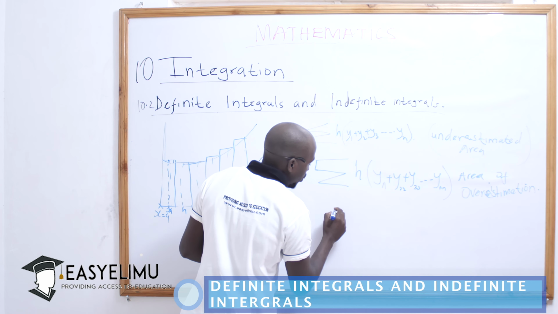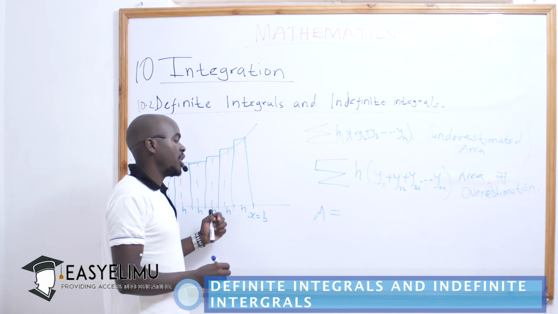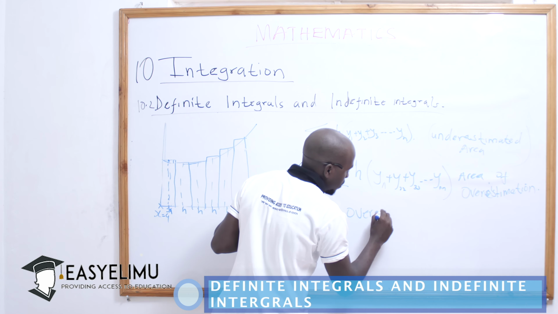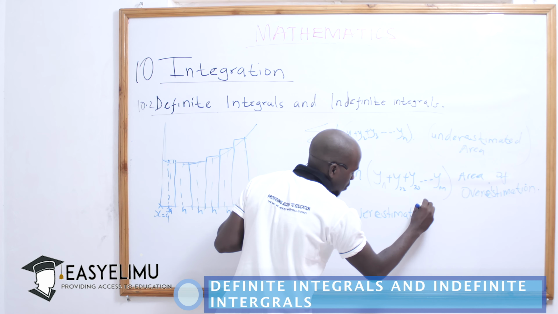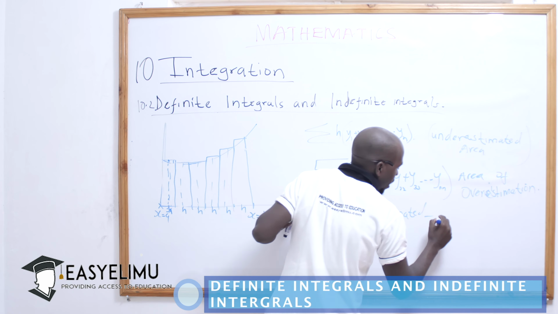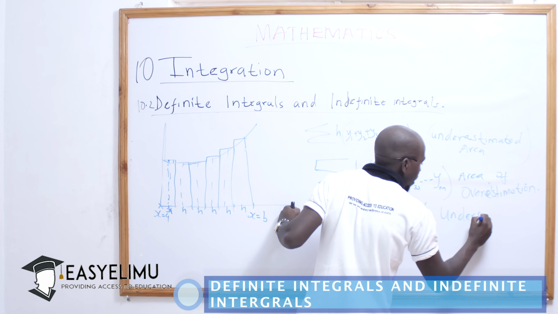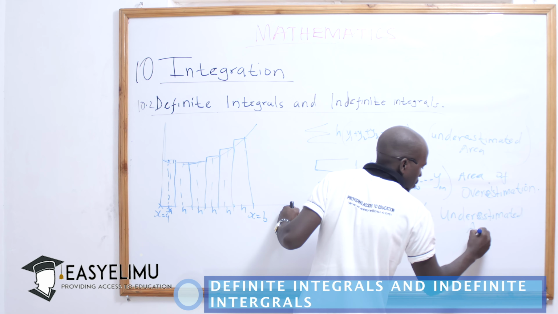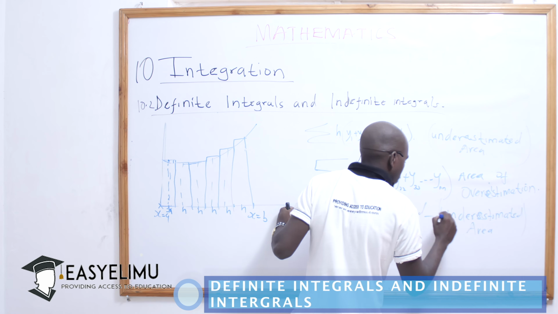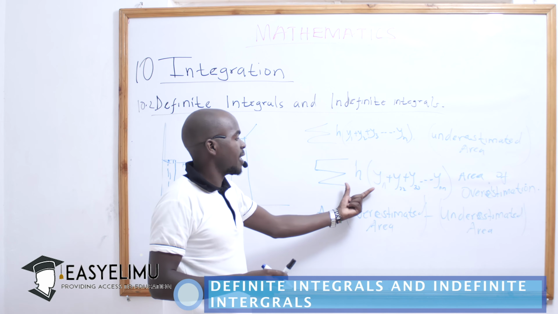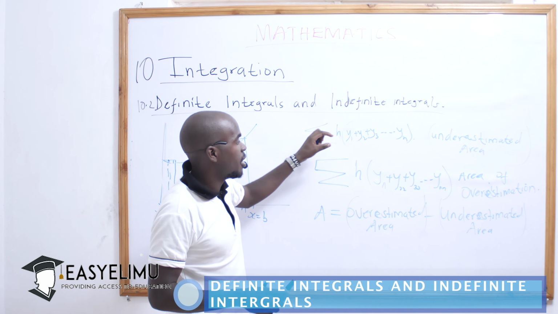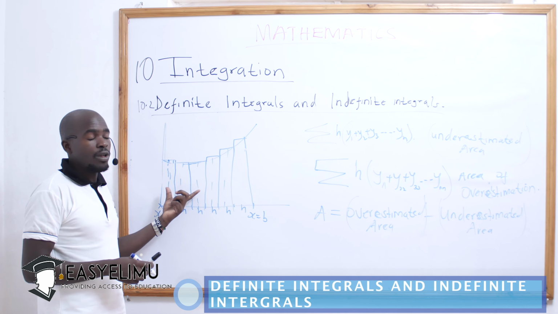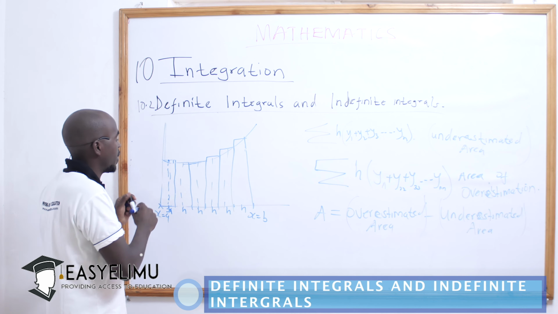So from there, if you need the exact area of this figure, you will have to take the difference. You take the overestimated area minus the underestimated area. What do I mean? You take the area which you have found from overestimation, then you subtract that one. Whatever you find in between is the exact area under the curve here.